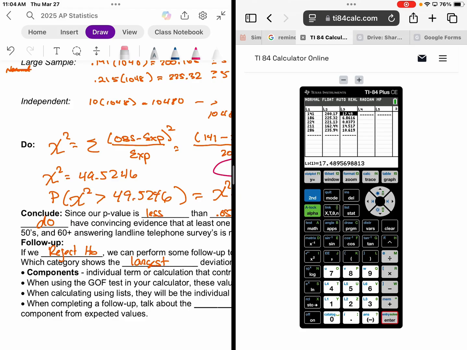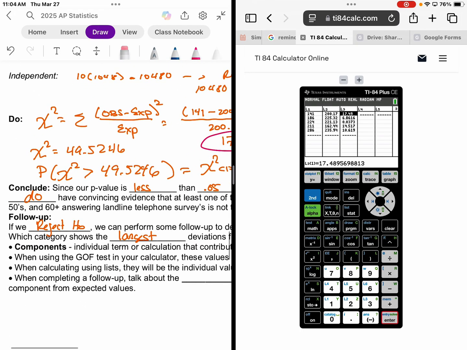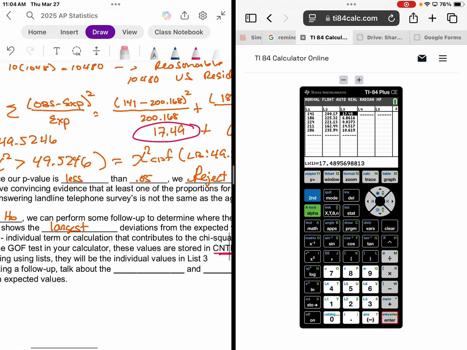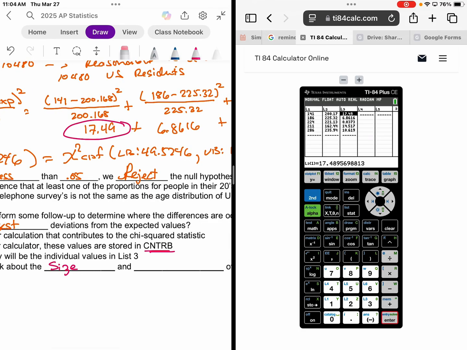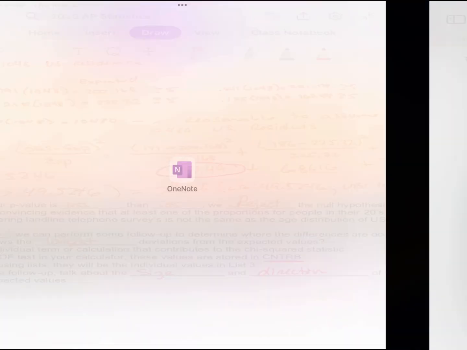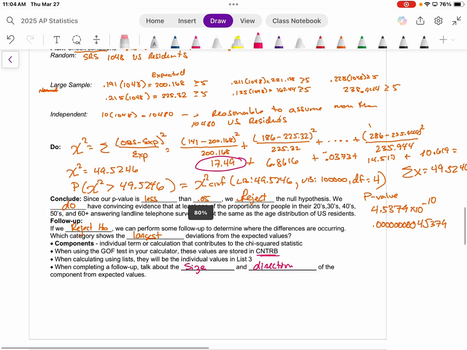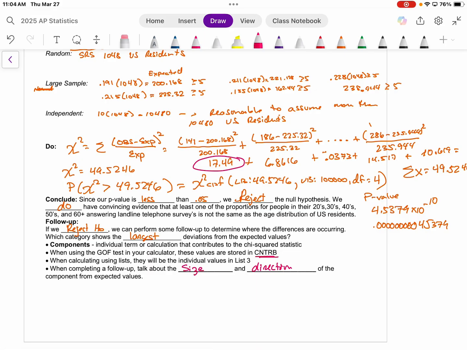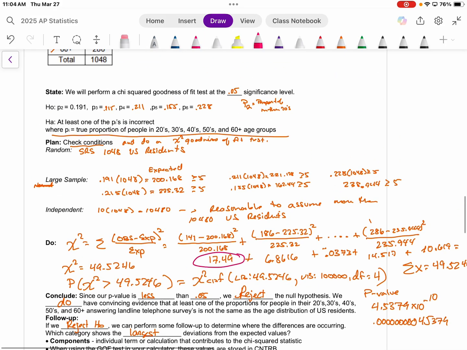So when completing a follow-up, talk about the size and direction of the components of the expected value. So that was what I was kind of doing right now, saying that, hey, the 20-year-olds were a lot lower than what they were expecting, looking at the two parts.